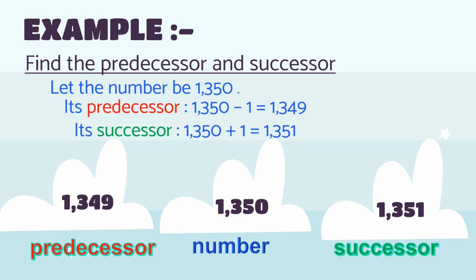Let's take an example. Find the predecessor and successor. Let the number be 1350. Its predecessor will be 1350 minus 1, and the answer will be 1349. To get its successor, we will add 1 to 1350, and the answer will be 1351.